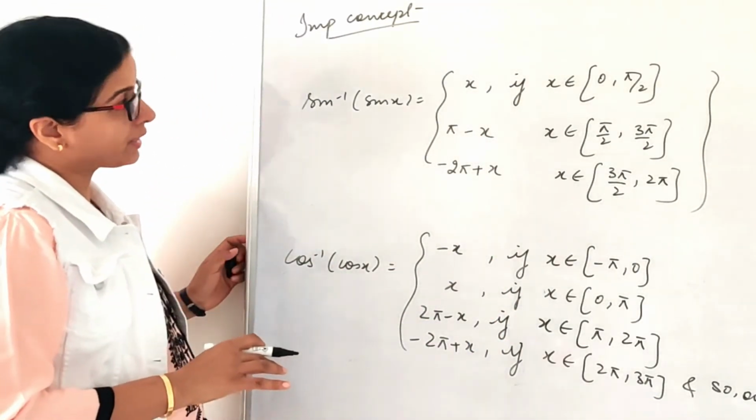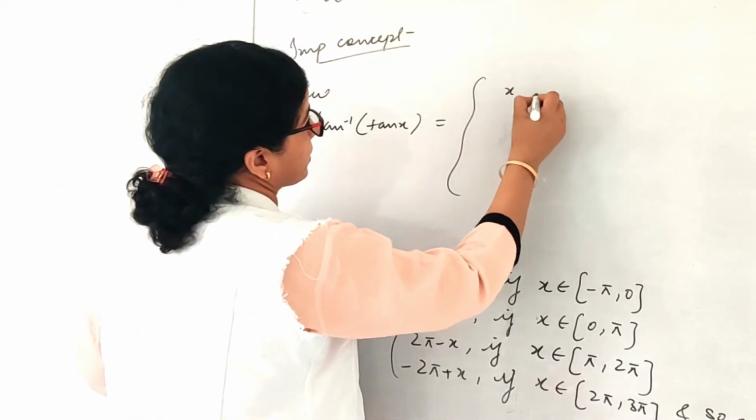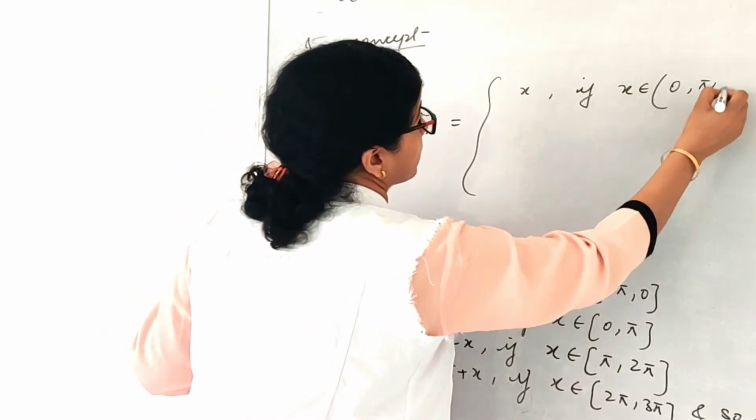Now let us check for tan inverse of tan x, which will be equal to x if x belongs to 0 comma pi by 2, open interval.